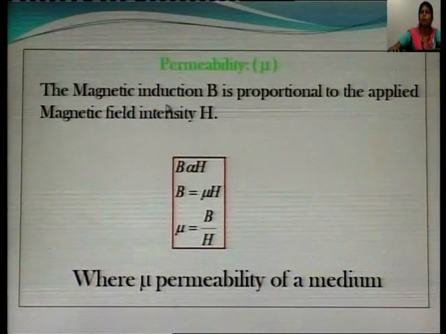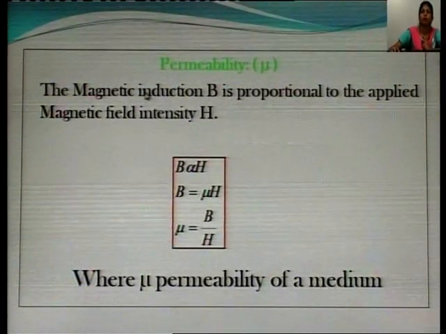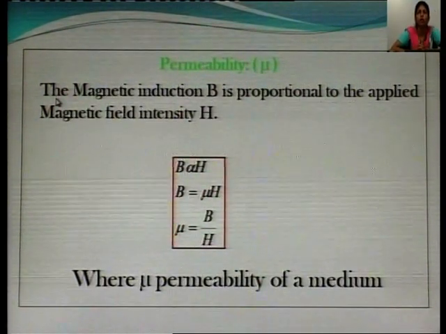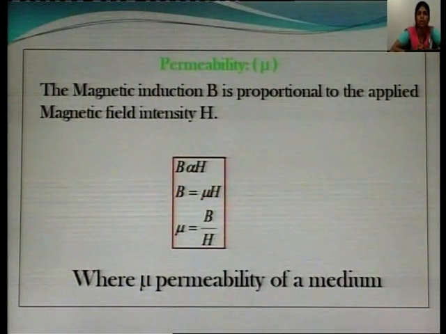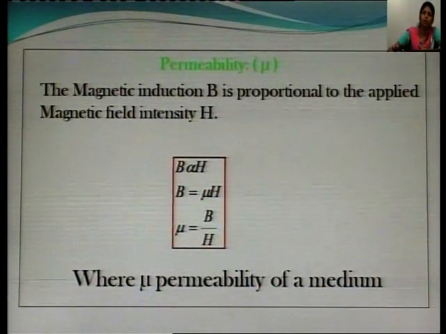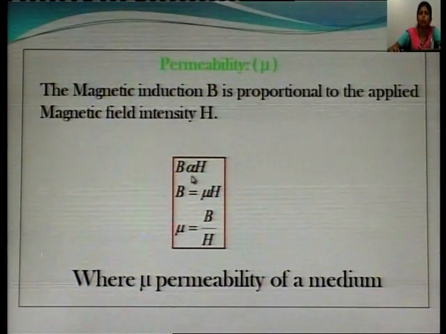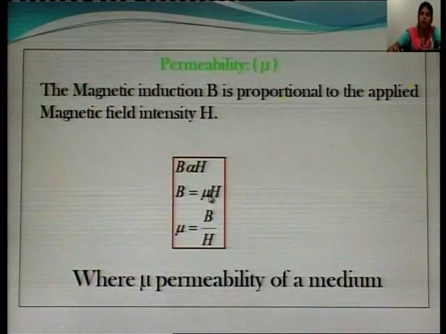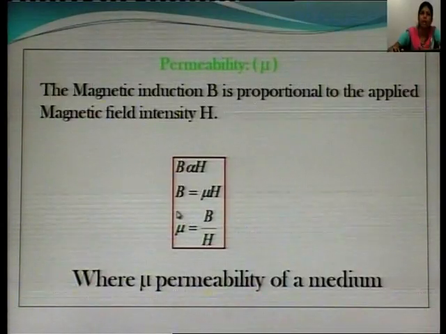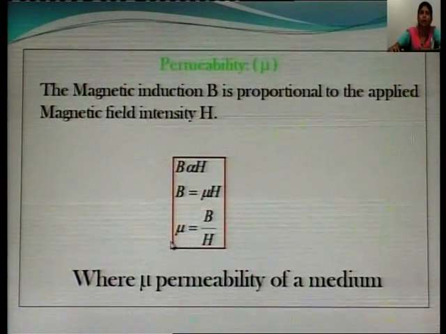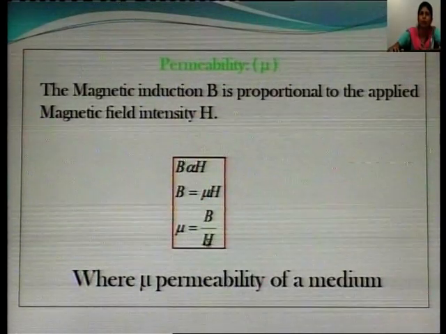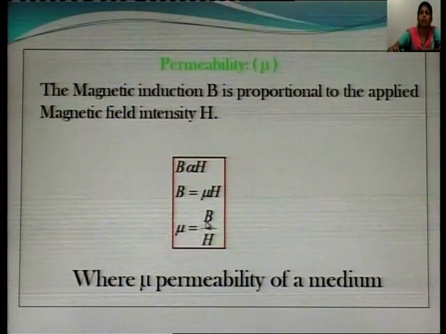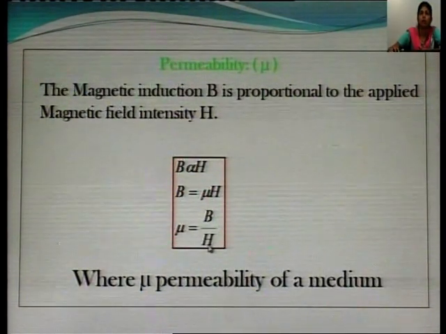The next is permeability. This is a very important phenomenon of a magnetic material. The magnetic induction B is proportional to the applied magnetic field intensity H. So B is proportional to H, and in order to remove this proportionality sign, I have added a constant here. This is mu. Now mu is known as permeability. So B equals mu H, and mu can be written as B upon H. So you can say that the permeability is the ratio of magnetic flux density to the magnetic field intensity.